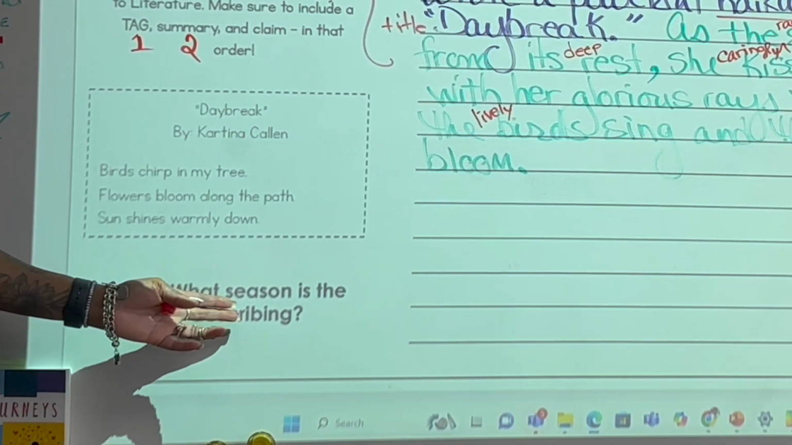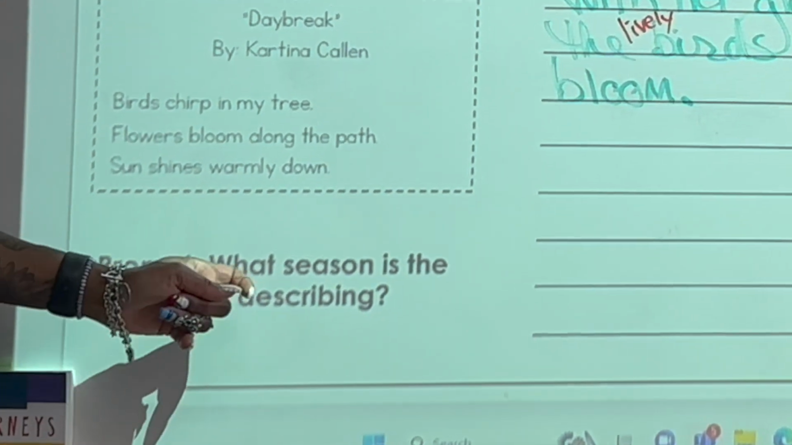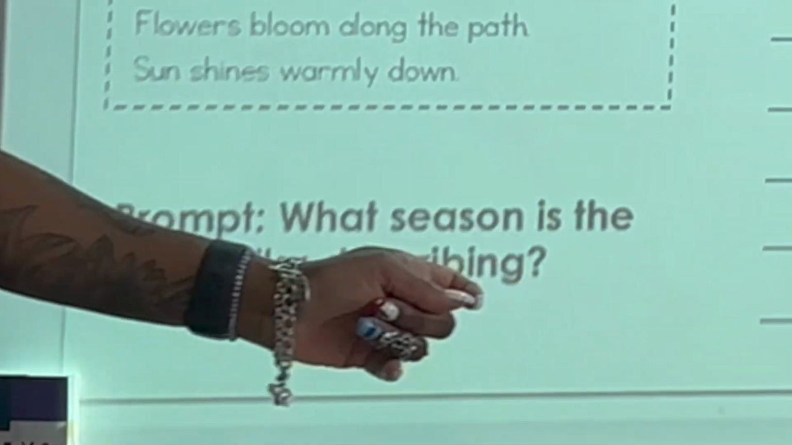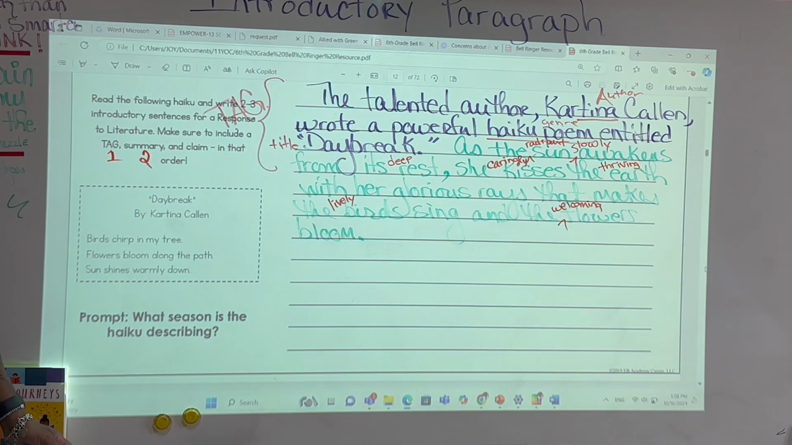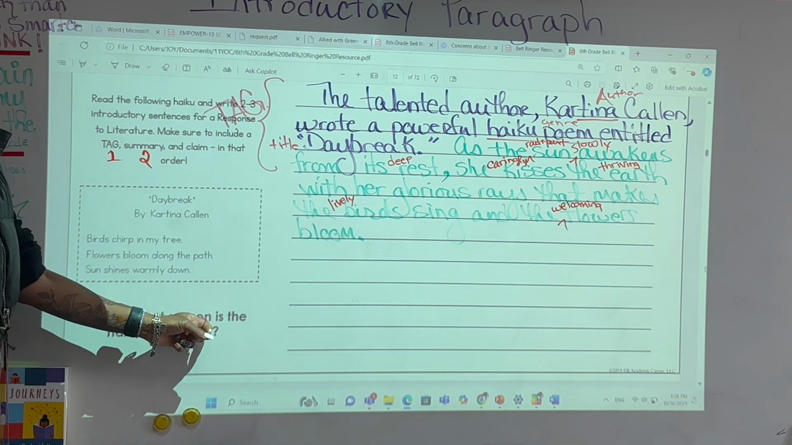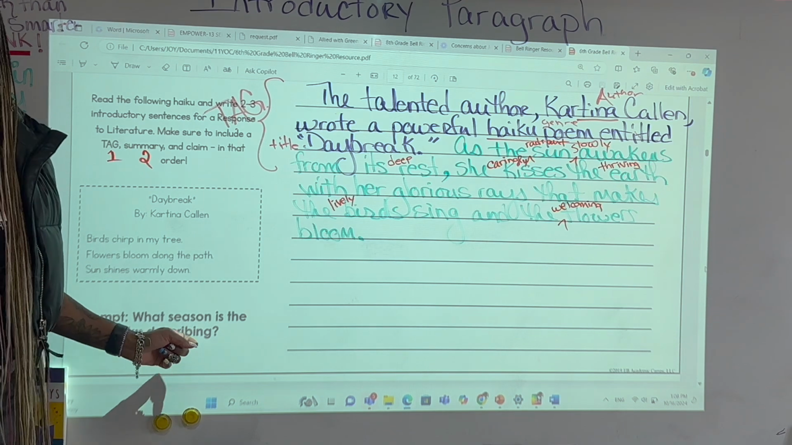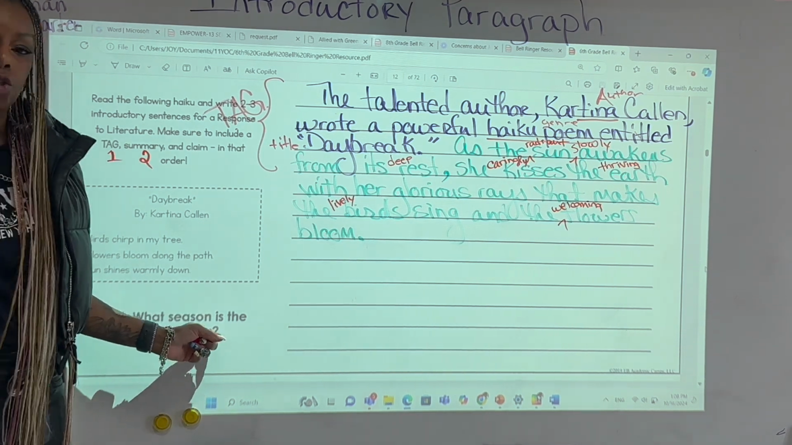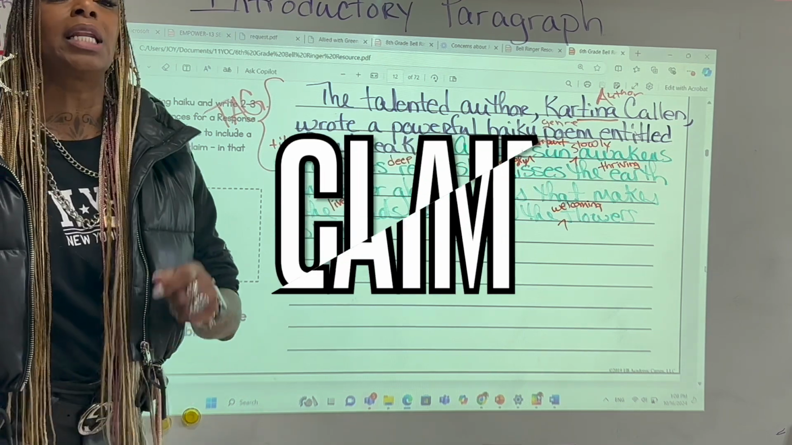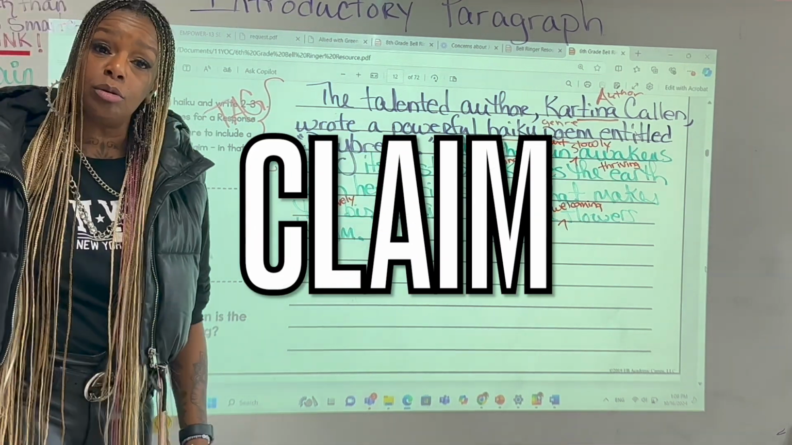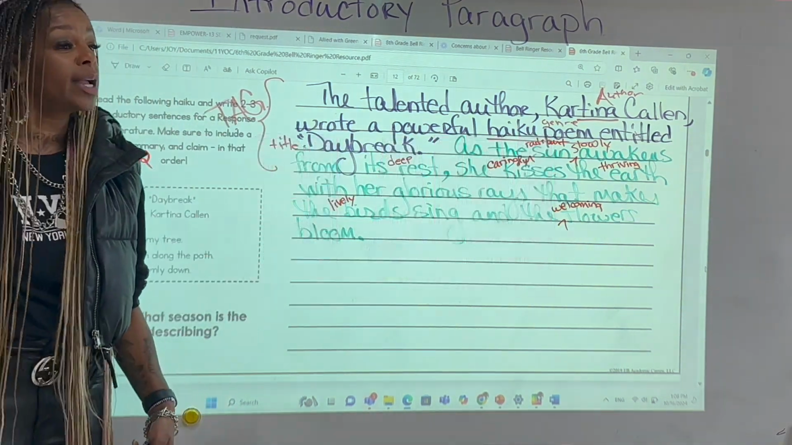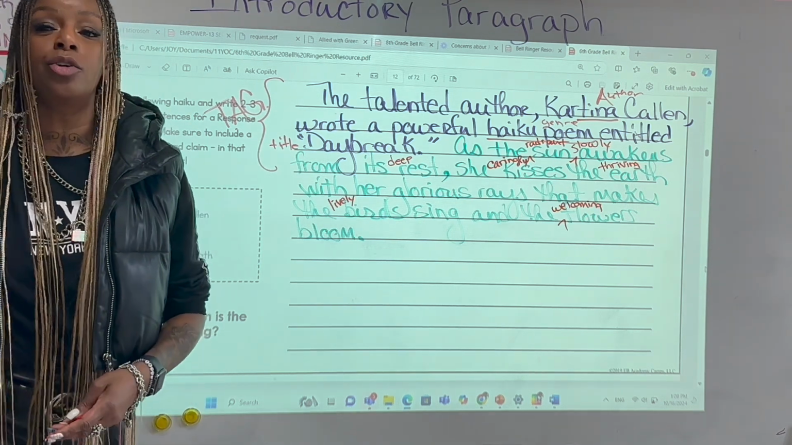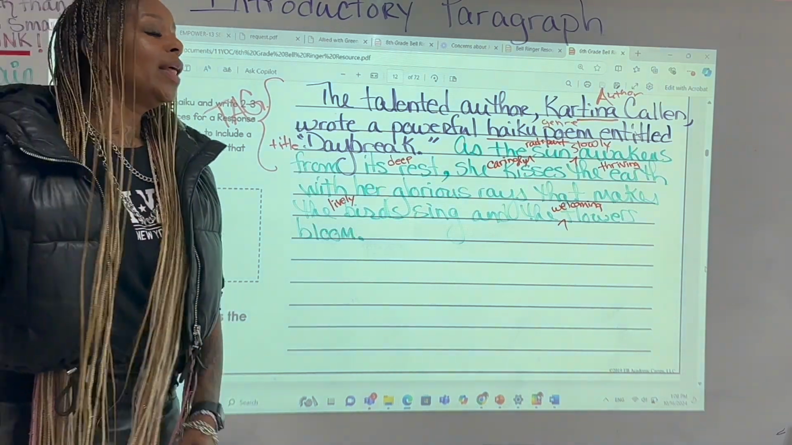The question or the prompt that we have here: what season is the haiku describing? Summer? Spring. Flowers bloom in the spring. What season is the haiku? Your answer to this is called your claim. Can a claim be argued? Yes, just like you were just doing. A claim can be argued. A statement is not argued.